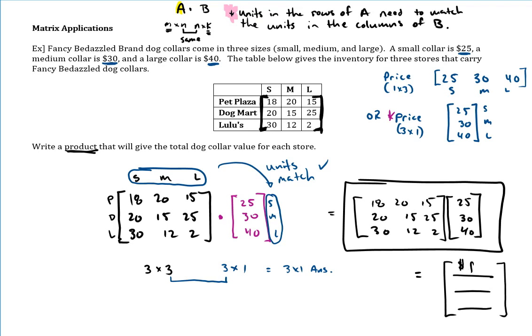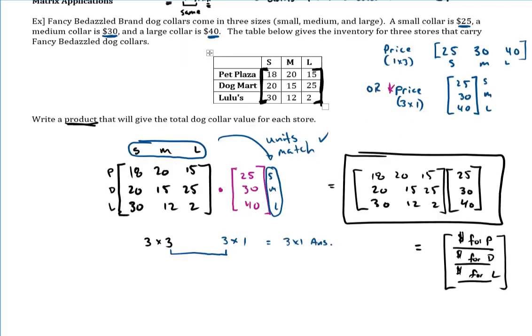So this is the dollar for the Pet Plaza. Dollars for Pet Plaza. That's the dollar amount for the second one. This represents the dollar amount for Lulu's. Okay, so that's what it represents. If afterwards we did multiply those numbers and get them, that's what those represent. All right, so that's one way to write this problem out.